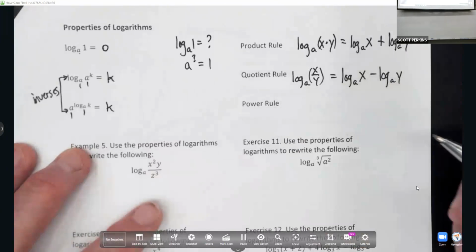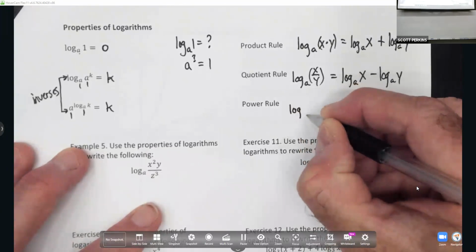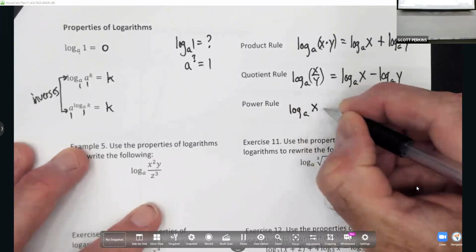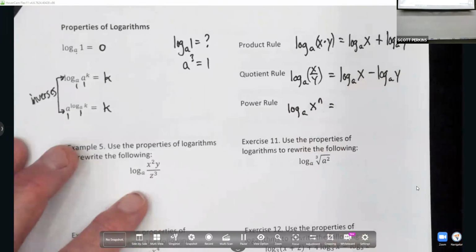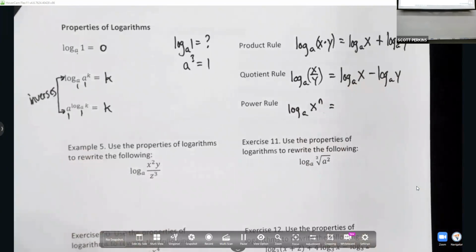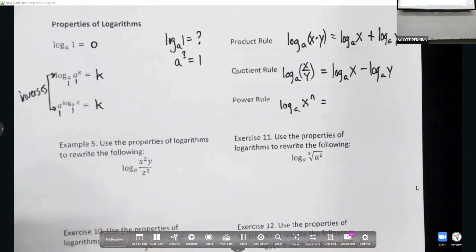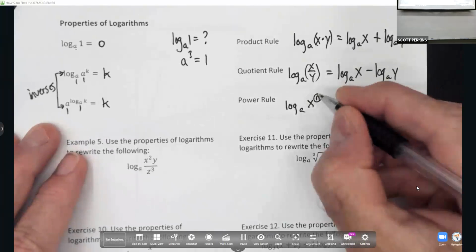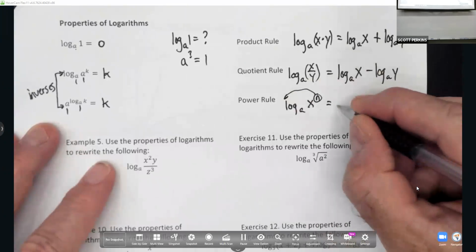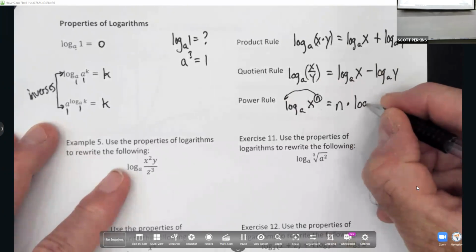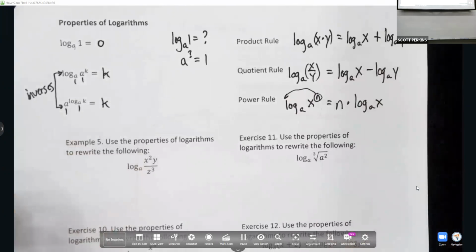Finally, what's called the power rule. So if I have the log base a of, let's say, x to the n power. So I've got a power to a power. I've got my logarithm to a power. What do you do with exponents when you have a power to a power? What do you do with the powers? You multiply them. So what we're going to do here is take this n and bring it out to the front, and we're going to have n times the log base a of x. I take the power, and I put it out in front and multiply it times the logarithm, which is a power.